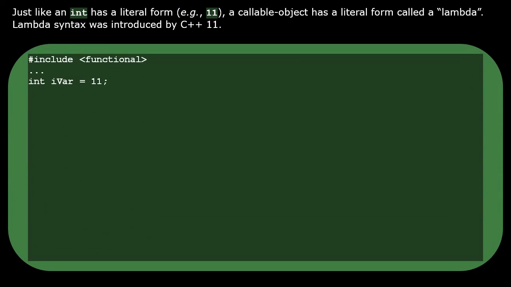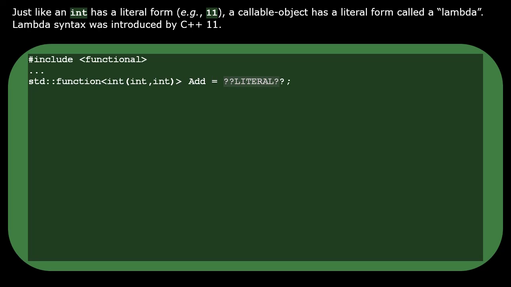This traditional initialization statement has three parts: a type name, int, the name of the variable being defined, and a literal value. For a callable object variable, it also has a data type, as we've discussed in a previous video. The literal form of a callable object is called a lambda.